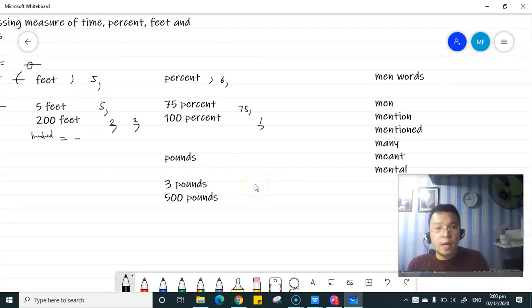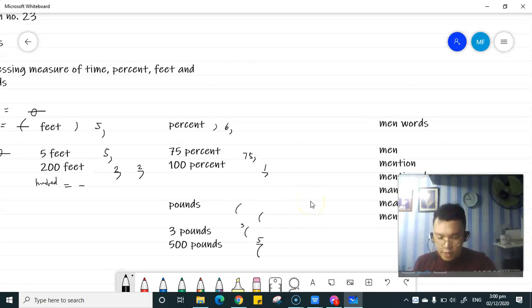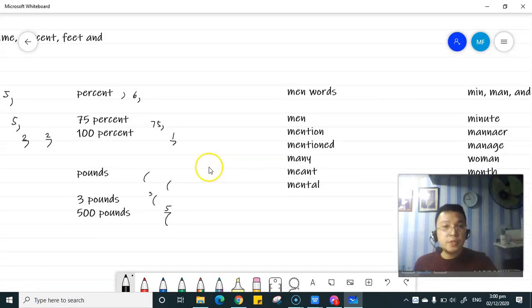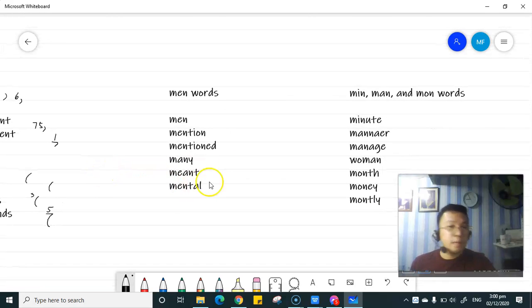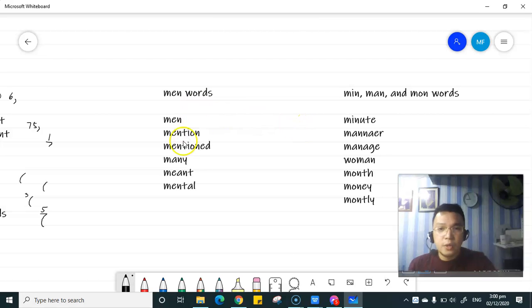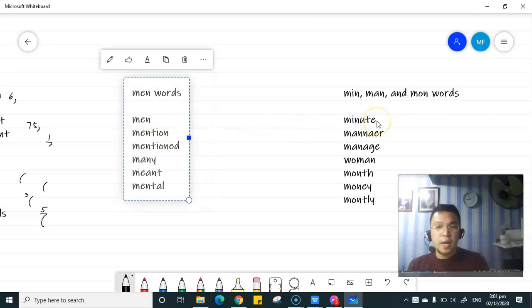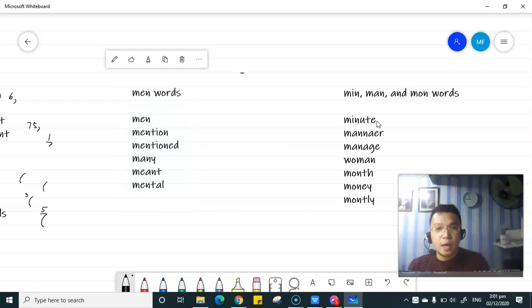So same with the pounds. It is represented by a P symbol, so it should be written at the base of the number. So 3 pounds. Same with the 500 pounds, N P for 500 pounds. Okay, are we clear? So let's proceed with the men, min, man, and mon words. Here it is represented by, again, a blended M plus N symbol.